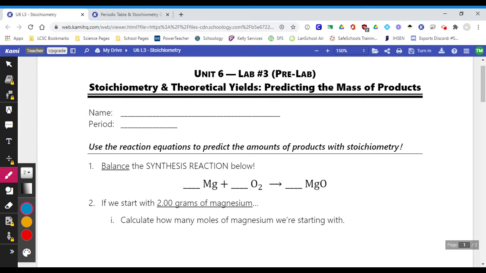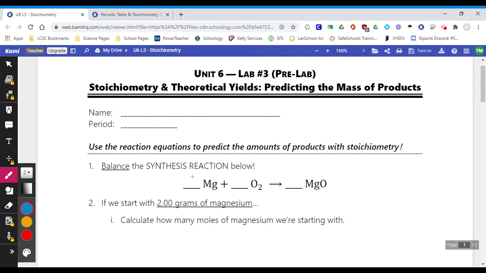Stoichiometry is just a fancy way of saying we're going to relate the amounts of chemicals to one another based on how they work in a chemical reaction. So this is going to be chemical reaction specific. It's not just something that works for any relationship between any chemicals. It depends on how they interact with each other. So in order to use that to our advantage, we're going to need a balanced chemical reaction equation. That's where we're going to start.